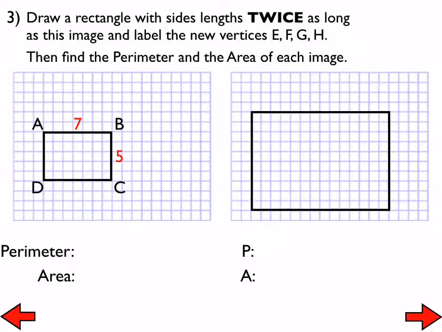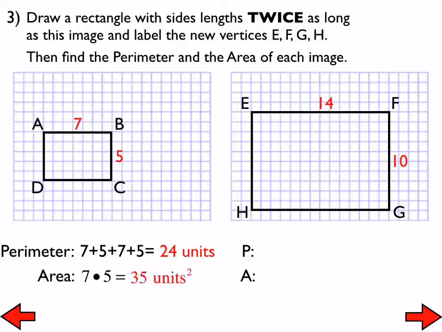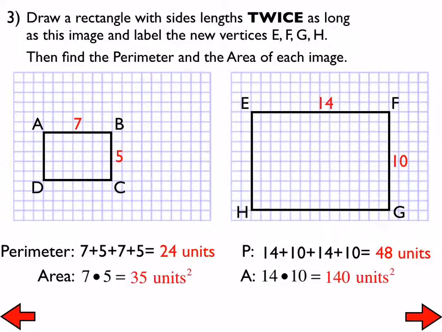All right, so your new drawing should look something like this. You just have to make sure that it's 14 by 10. Side lengths are twice as big because the multiplier is 2 or twice, which also, of course, is the scale factor. And we were supposed to label it like this, E, F, G, H. The perimeter of the original is 24 units. The area is 35 square units. The perimeter of the new one is 48 units, and the area is 140 square units.